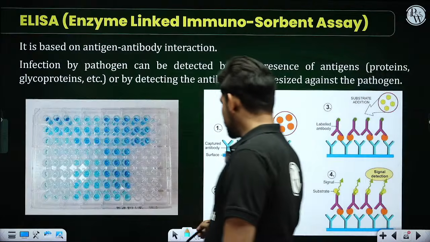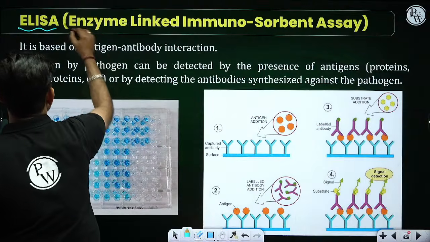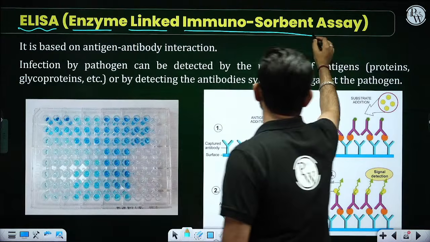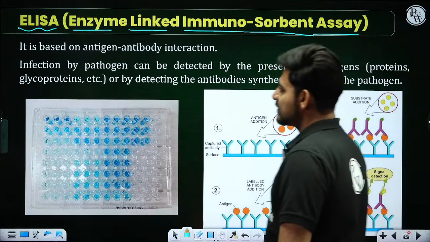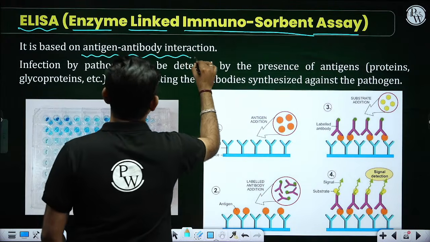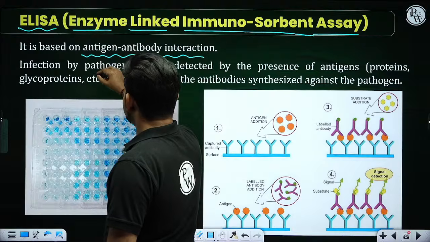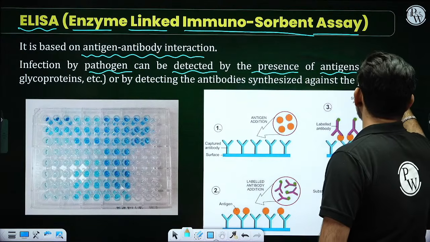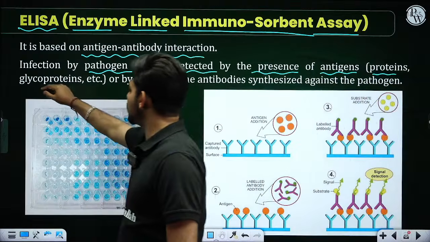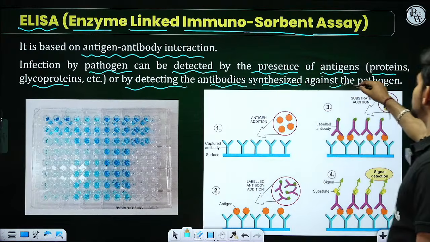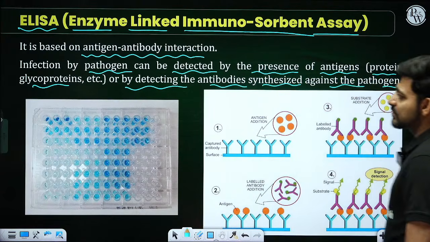Okay. Next, you also can go with ELISA. The full form is enzyme linked immunosorbent assay. So what is done in case of ELISA? It is based on antigen antibody interaction. Infection by pathogen can be detected by presence of antigens, that is special proteins or glycoproteins, or by detecting the antibodies synthesized against the pathogen. So it's very simple.